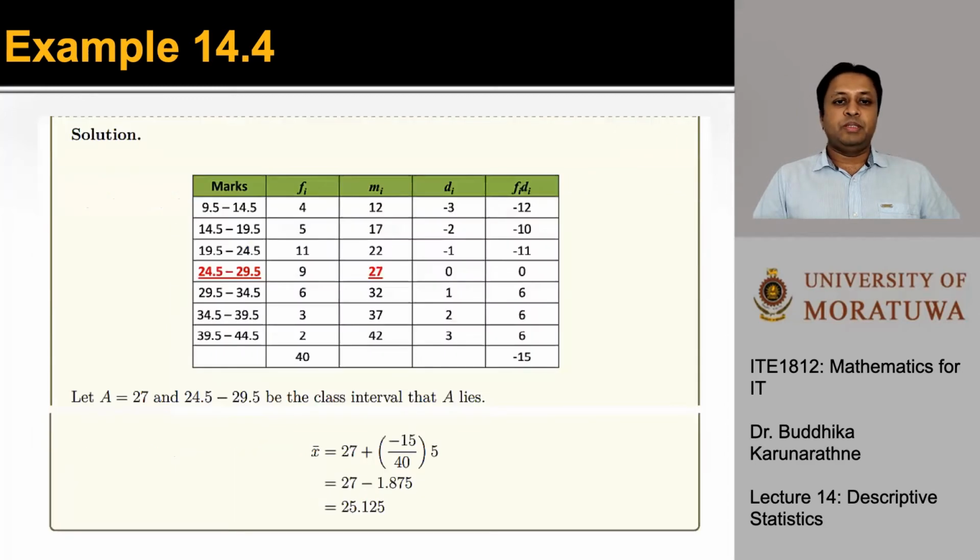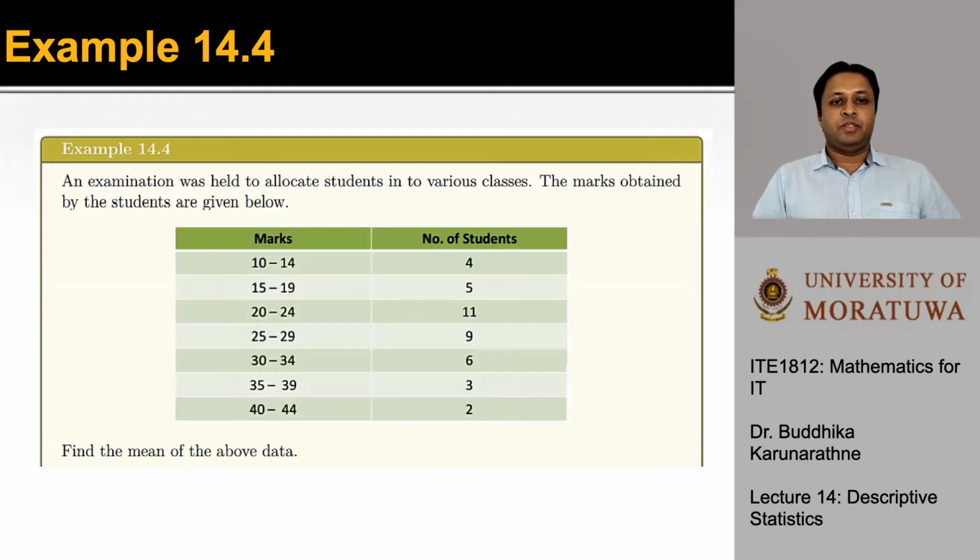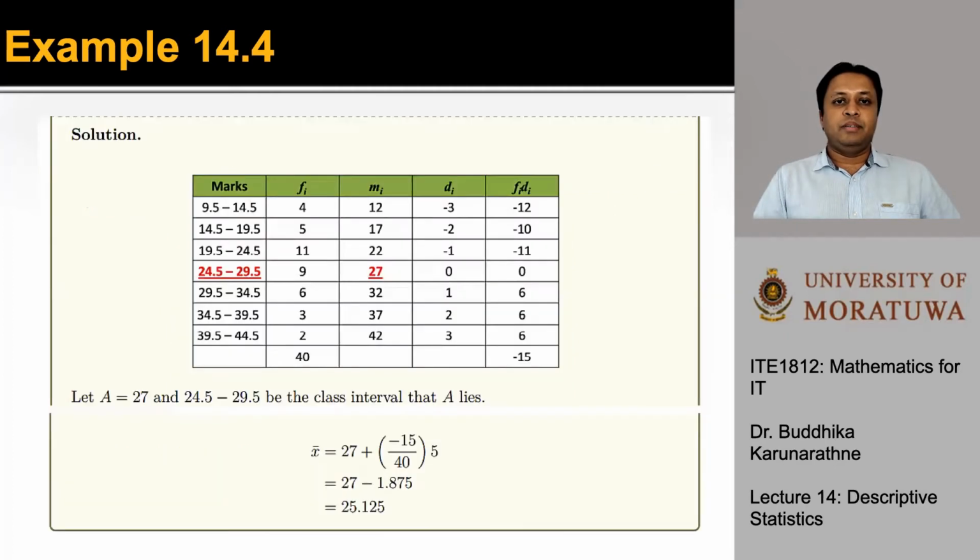So how do we approach this? You first look at the class intervals. You have to come up with the class boundaries. So for the first class, you have 10 to 14. You need to calculate the lower and upper boundaries for each class. So class number one is 9.5 to 14.5. And the corresponding frequency is 4, and the midpoint is 12.